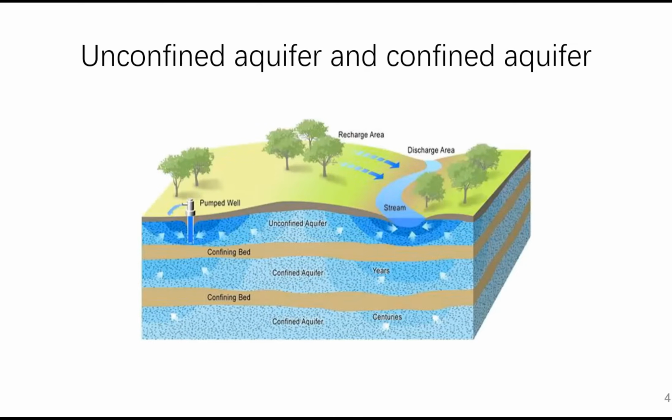Groundwater from both confined and unconfined aquifers is replenishable, but if the pumping rate is much higher than the rate of replenishment, then this will cause groundwater depletion and saltwater intrusion, especially in coastal areas.